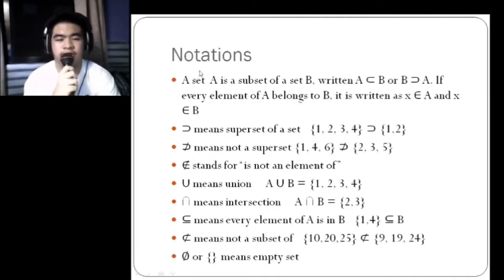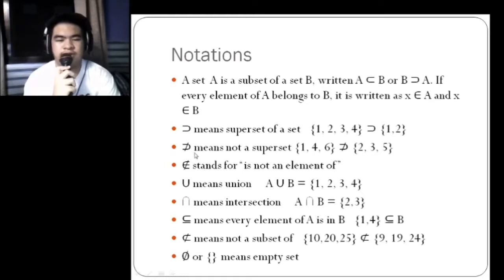Now for the notations. A set A is a subset of a set B, written as A ⊂ B or B ⊃ A, if every element of A belongs to B. It is written as: x is an element of A, and x is an element of B. Now, this symbol means superset of a set. For example, the set {1, 2, 3, 4} is a superset of {1, 2}.